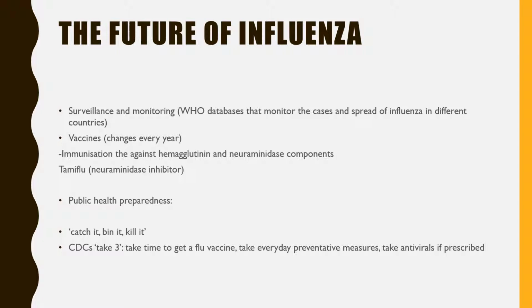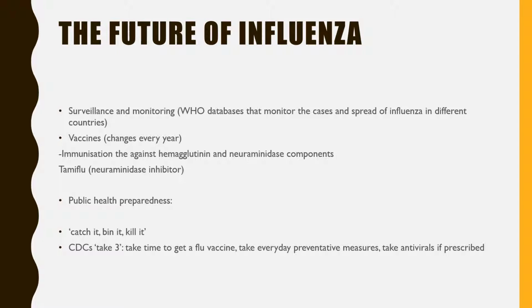Another way that we can try to control the spread of influenza and to prevent people from getting it is by vaccinations. Although these change every year, it is still really, really important to have vaccines and to be immunized against hemagglutinin and neuraminidase components. An example of this is Tamiflu, which is a neuraminidase inhibitor.